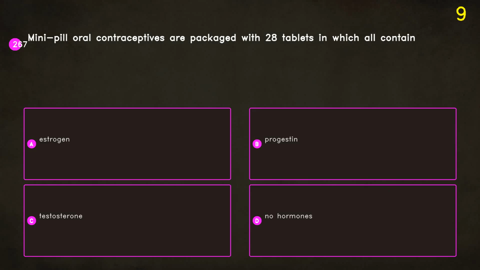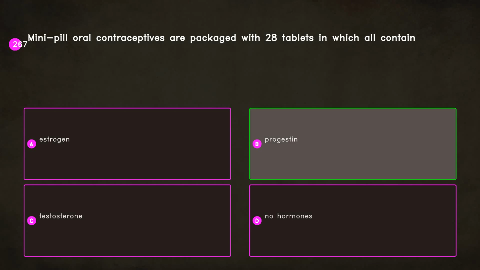Question 267. Mini pill oral contraceptives are packaged with 28 tablets in which all contain A. Estrogen, B. Progestin, C. Testosterone, D. No hormones. The correct answer is progestin.